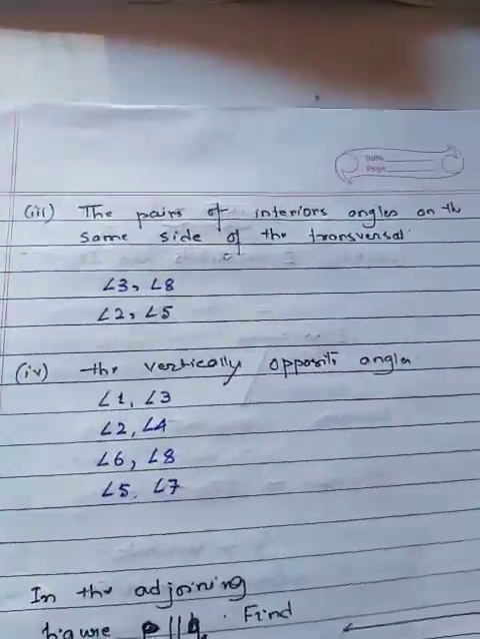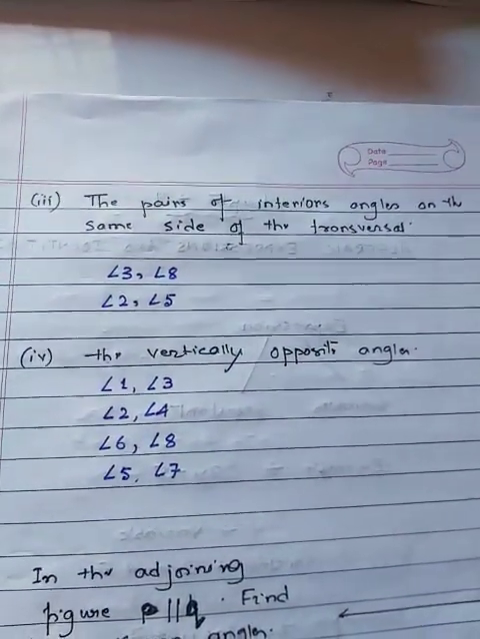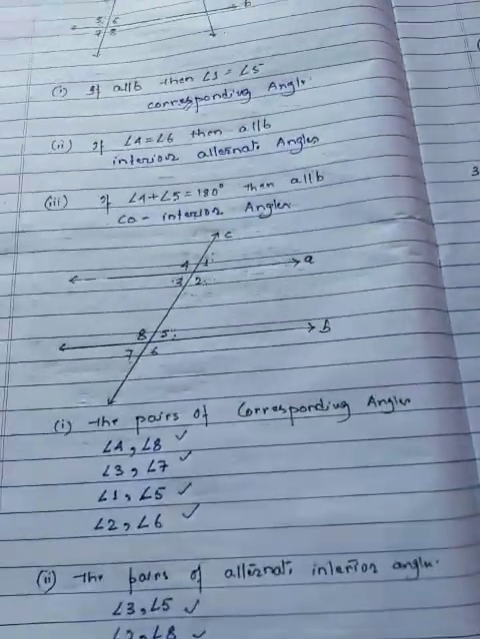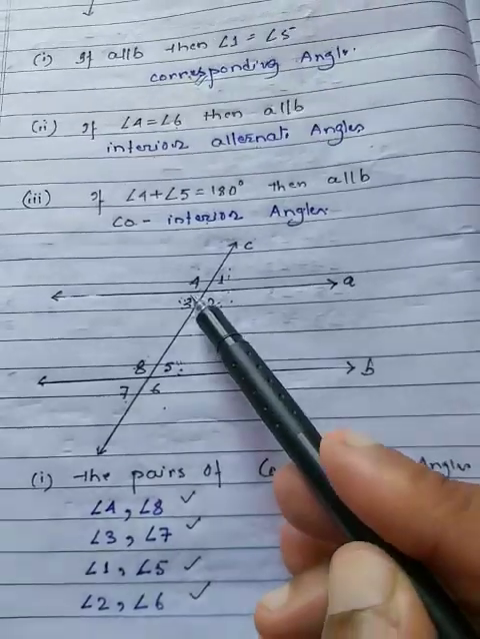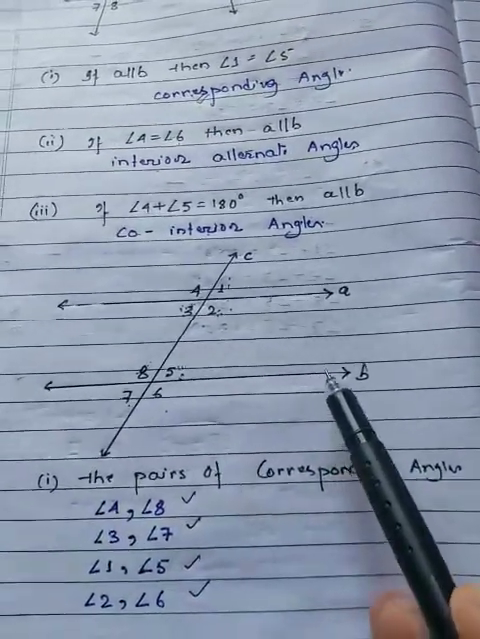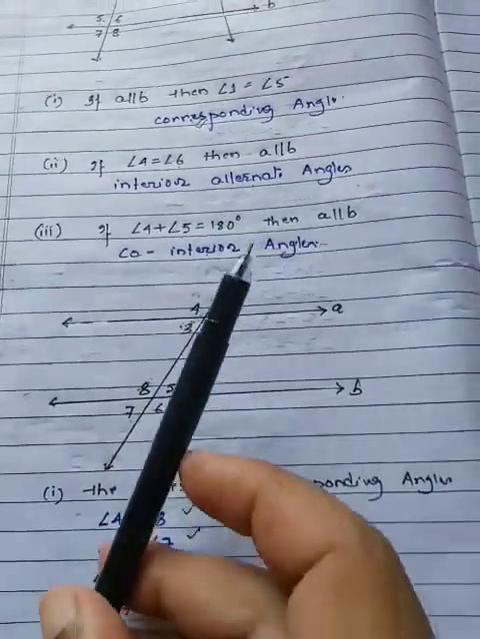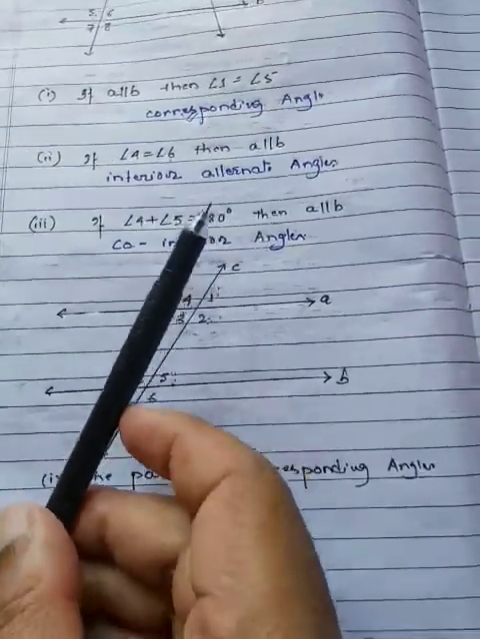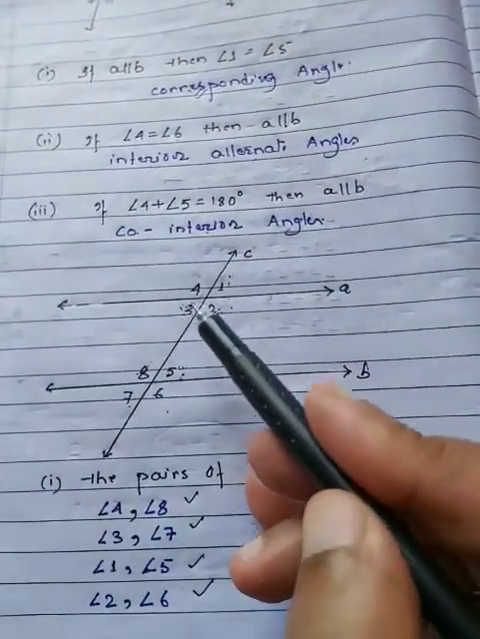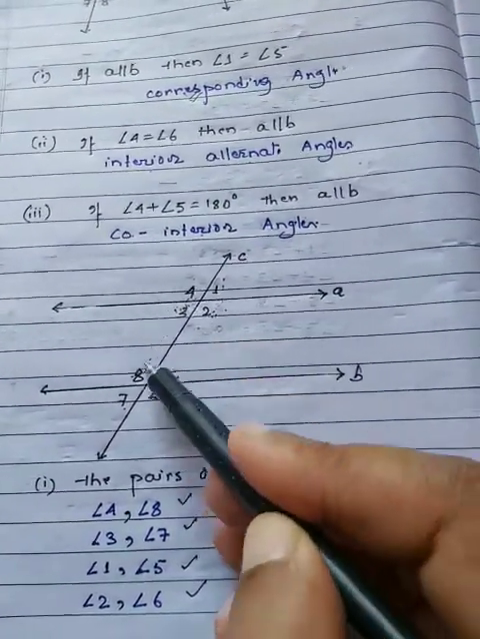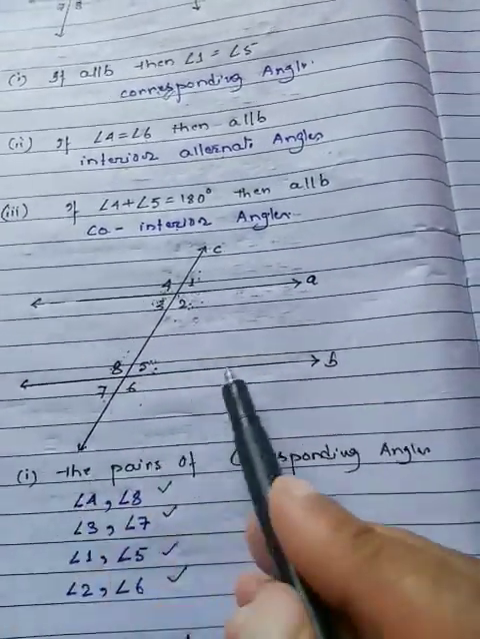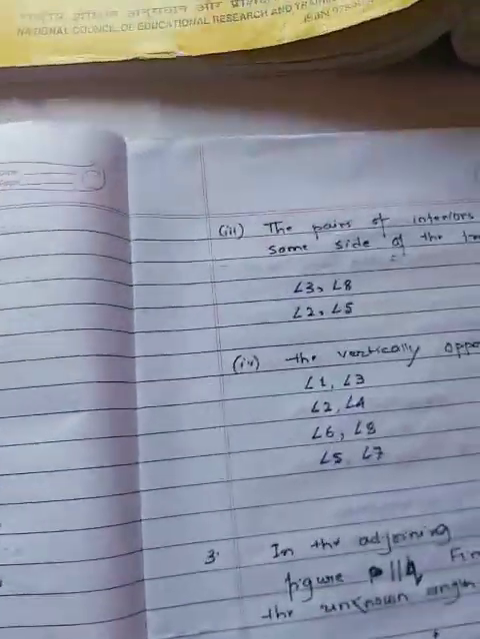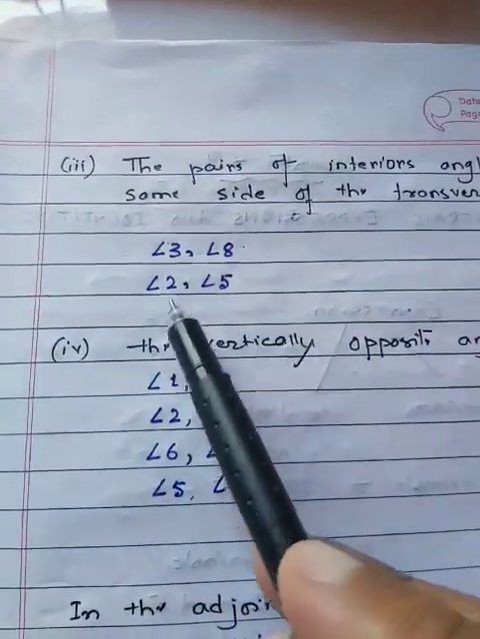Now the next question they have asked: the pair of interior angles on the same side of the transversal. The same-side interior angle means again inside the parallel lines, on the same side of the transversal. Which angles are on the same side of the transversal, and also interior? So 3 and 8 are on the same side and 2 and 5 are also on the same side, and they are also interior, that is inside the parallel lines. So what I have written: 3 and 8, 2 and 5.